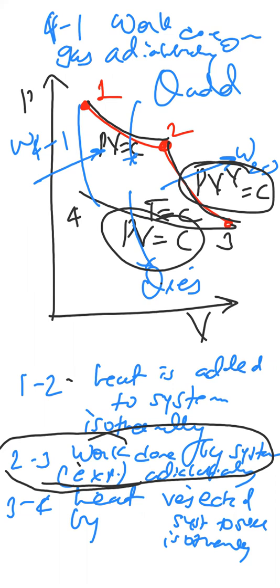So how you have to remember? 1 to 2, isothermal heat addition. 2 to 3, adiabatic expansion. 3 to 4, isothermal heat rejection. 4 to 1, adiabatic compression. Like that you have to remember. Okay.